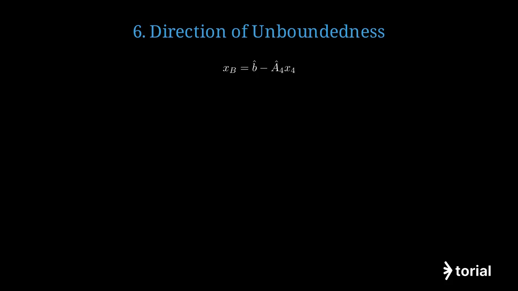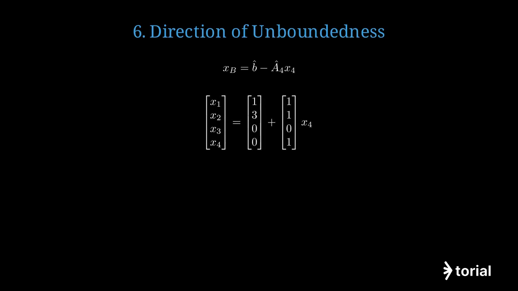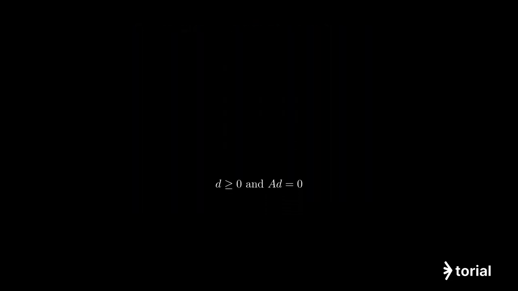From the simplex tableau, we have x_B equals b hat minus â4 times x4. All feasible points can be written as this vector plus x4 times this direction vector. The vector d equals (1, 1, 0, 1) transpose is the direction of unboundedness. This direction satisfies d is non-negative, and A times d equals 0. Most importantly, c transpose d is negative, meaning the objective decreases along this direction.